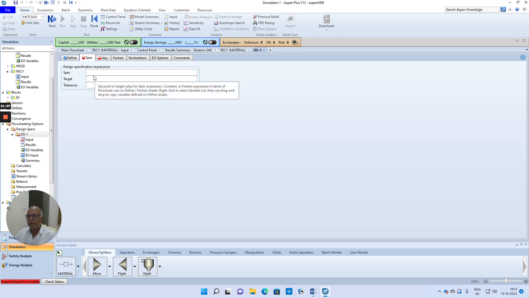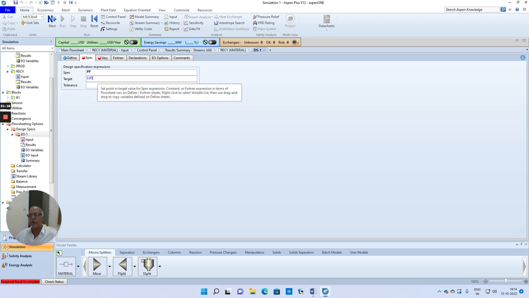Now, the name that I have given for this is PP, and the value that I am interested in is 0.95, the product purity. I am interested in obtaining 95% mole fraction with respect to isobutane in the product stream. Remember, this kind of information, there is no way you can supply in sensitivity analysis. But in design spec, we are interested in calculating the recycle flow rate and product flow rate corresponding to this particular purity.